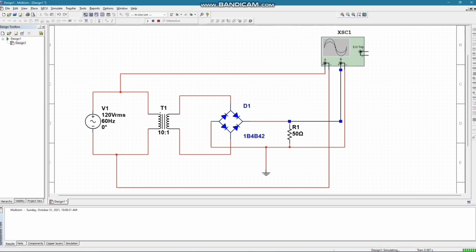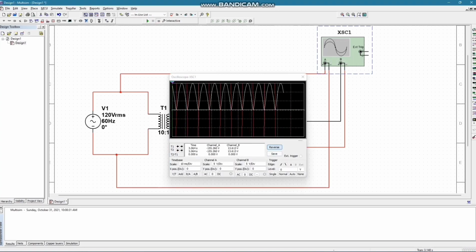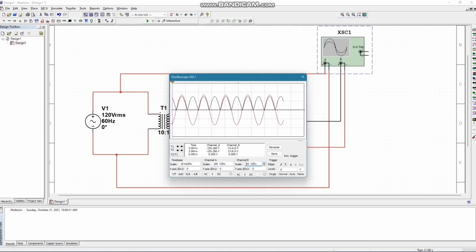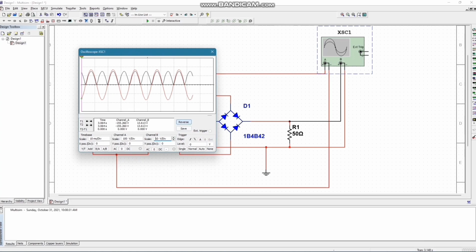So let us now simulate this circuit diagram. This is the oscilloscope window. Let me size the waveform for easier observation. This oscilloscope window is giving us our waveform for this bridge rectifier circuit diagram. As you can see, the AC input of this circuit diagram is in red color, whereas the DC output is in black color.